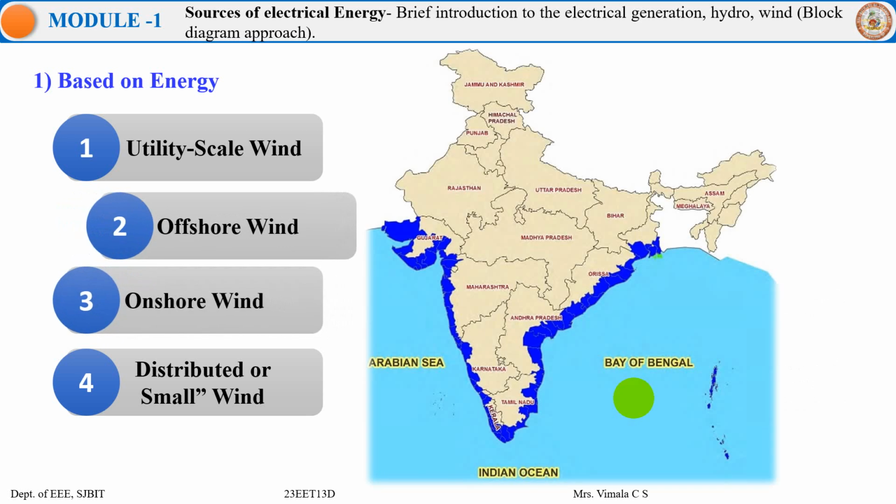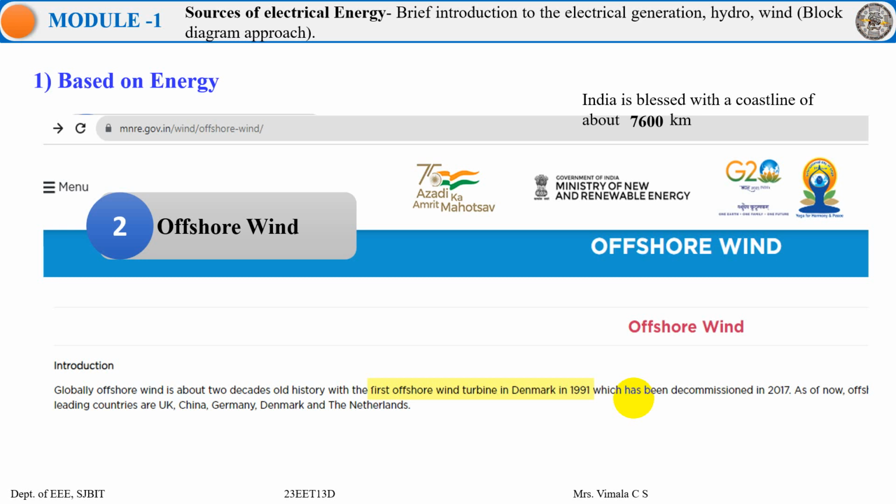So these are the areas where we have wind power plants. India is blessed with a coastline of about 7,600 kilometers. So offshore wind we have.